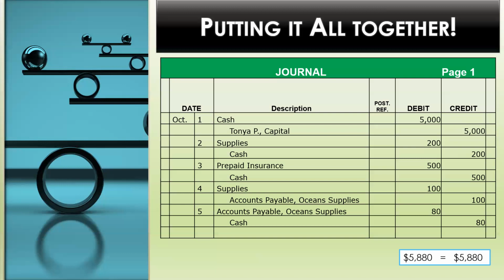Each transaction had a debit and a credit. Each of these transactions impacted at least 2 accounts. And as a matter of fact, each of these impacted 2 accounts. So that's what it looks like when we put all of these transactions together in the journal.